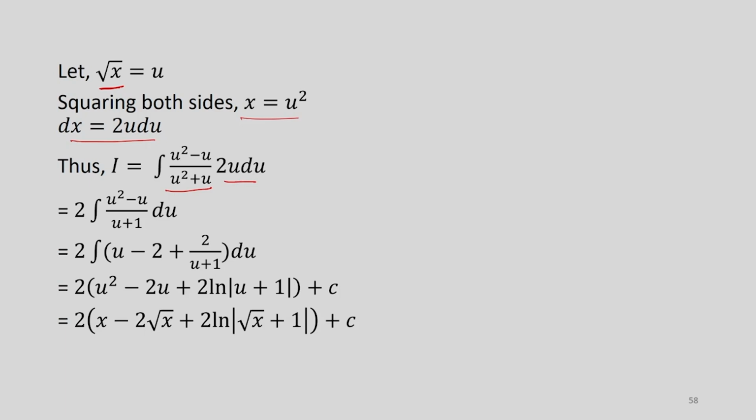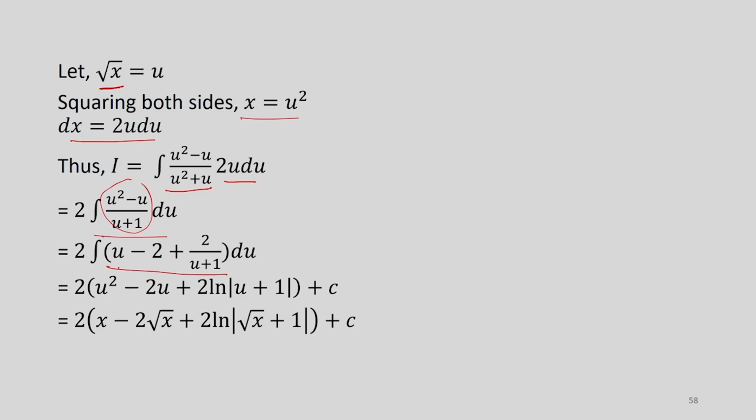Now, what do I do next? I take 2 out because it is a constant. So, I have integration of (u square minus u) divided by (u plus 1) du, because 1 u is here and that u will get cancelled with the u in the denominator. And then I can divide this expression, right, and I will get this term u minus 1 plus 2 divided by u plus 1. So, one has to take the integration of this, and this is not difficult to do.